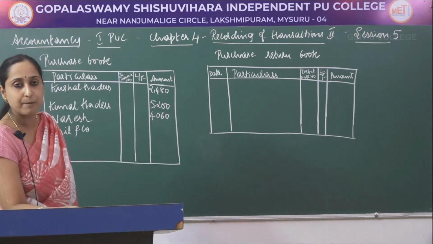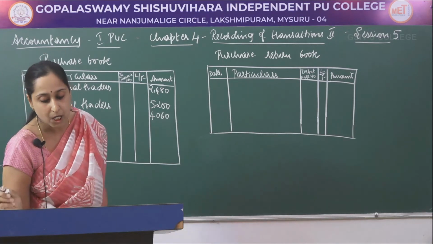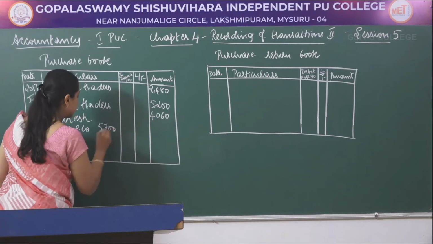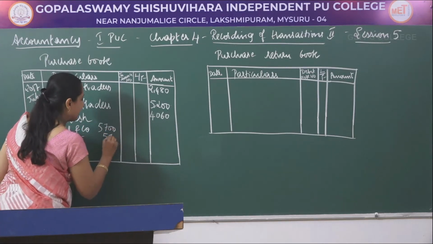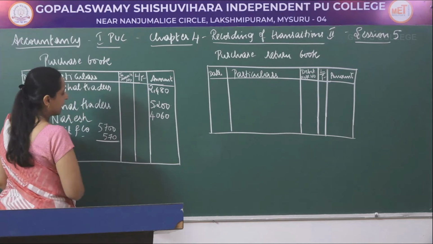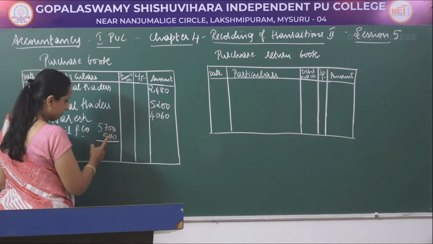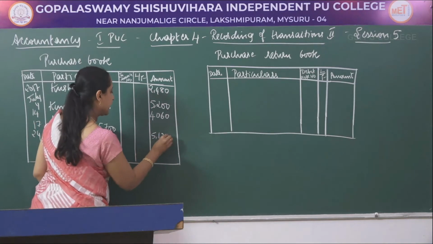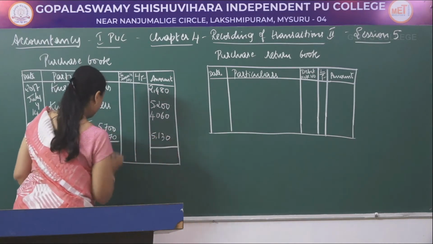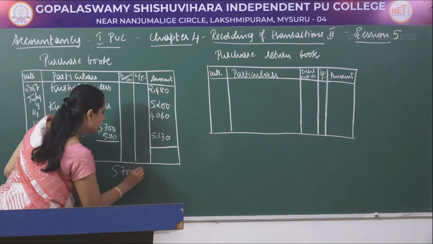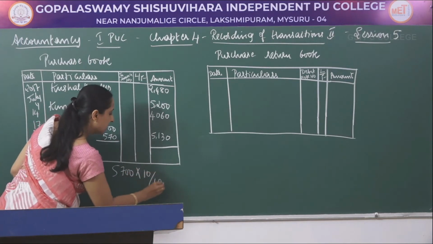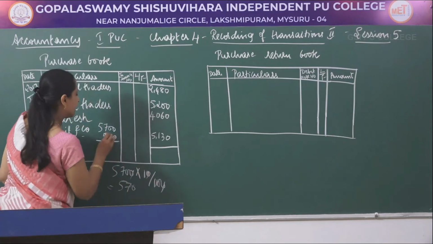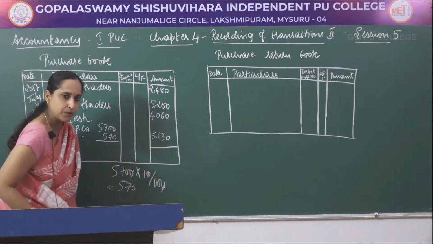5,700 worth goods we have purchased, and they are also giving a discount. So 10% of 5,700 comes to 570. So if I subtract 570 from 5,700, I get 5,130.